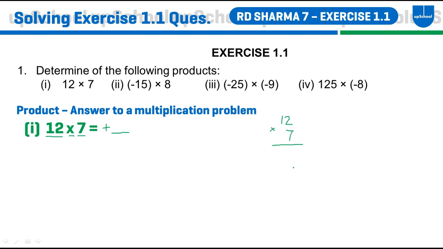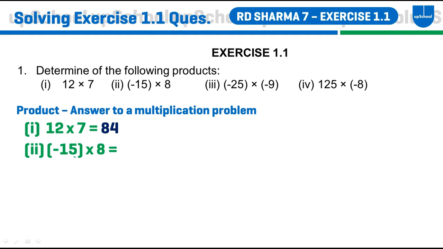So 7 times 2 is 14. Carry the 1. 7 times 1 is 7, plus 1 is 8. So 12 times 7 is 84. So our answer is positive 84. Positive 84, or simply just 84. So hope you guys understood. So yes, the answer to the first sub-question is 84.